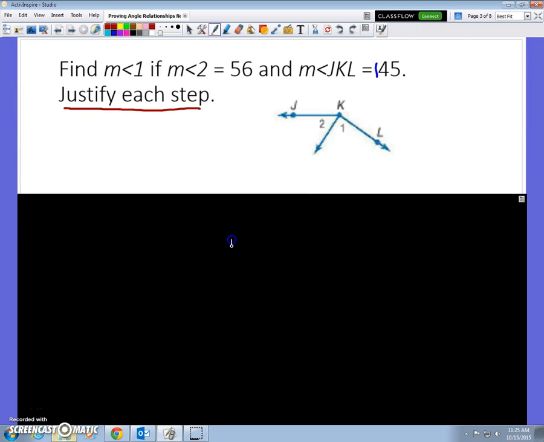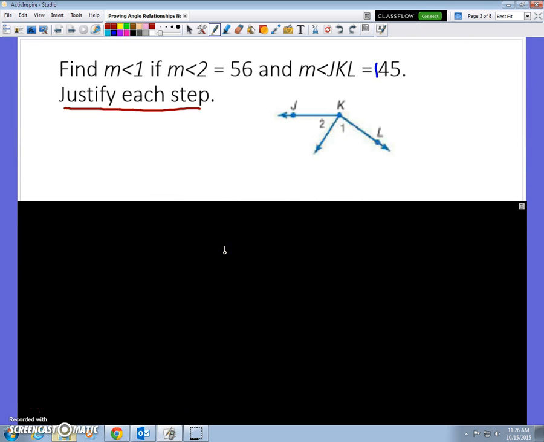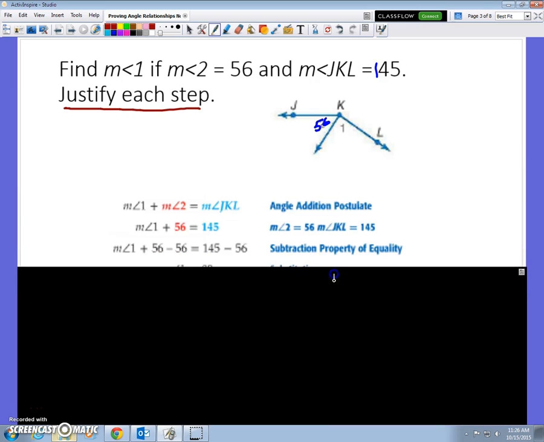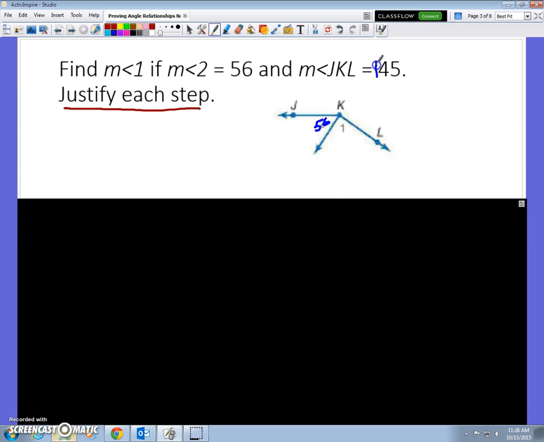It says the following things. Find measure angle 1 if measure angle 2 is 56. I'm going to draw that in there. And angle JKL is, we're going to say it's 145. It's supposed to be 145, I have a typo there. That wouldn't make any sense if it was 45. So this angle right here is 145, and what we need to find is the measure of angle 1. And we'll justify each step. When you see these words, you learn to love them. That means you need to use a proof to show your work.